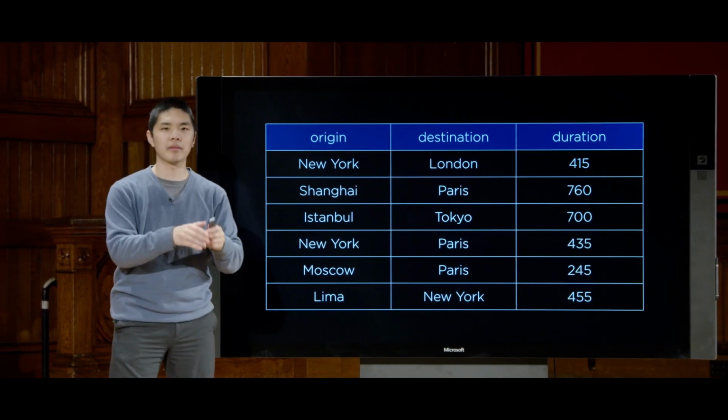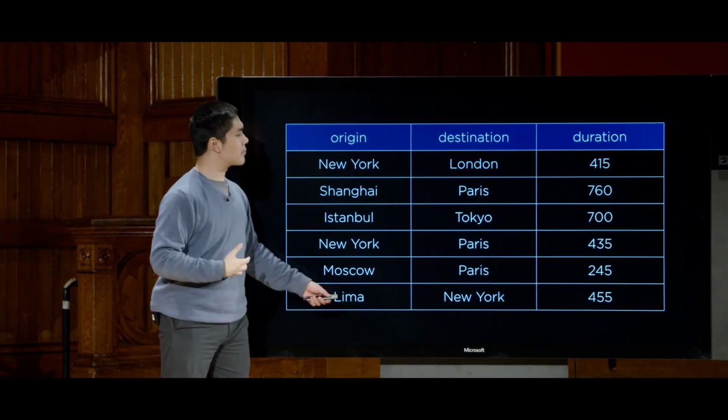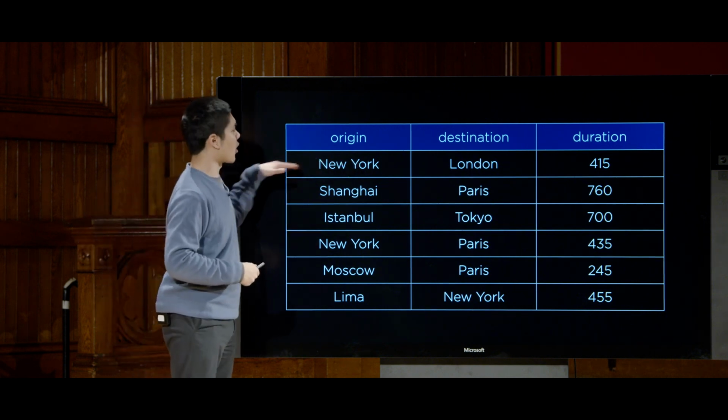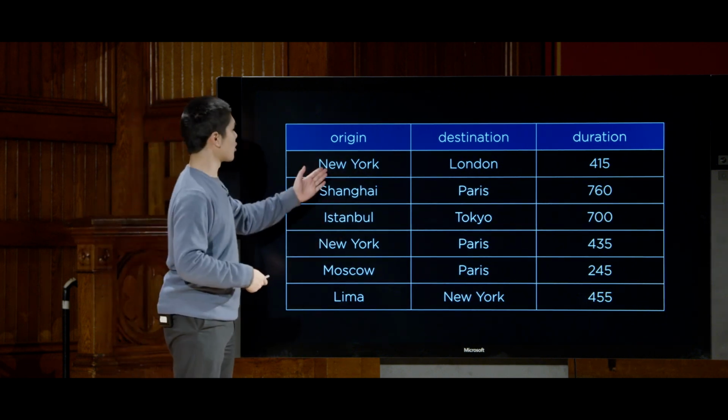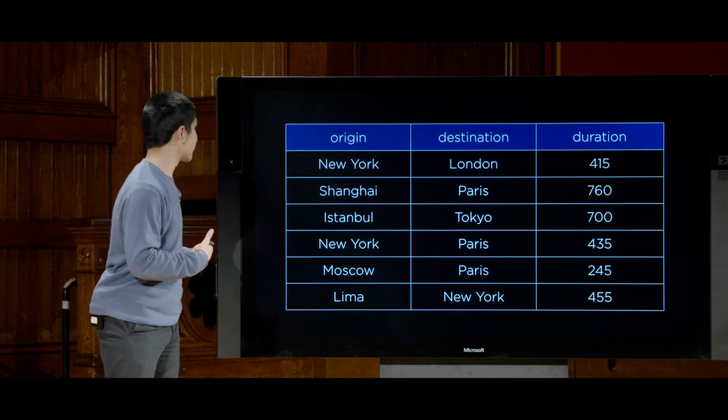So each of those columns represents one field that I might want to keep track of about my data. And each row, meanwhile, is going to represent an individual flight. So here, for example, is one row representing one flight from New York to London. And that flight just so happens to take 415 minutes.